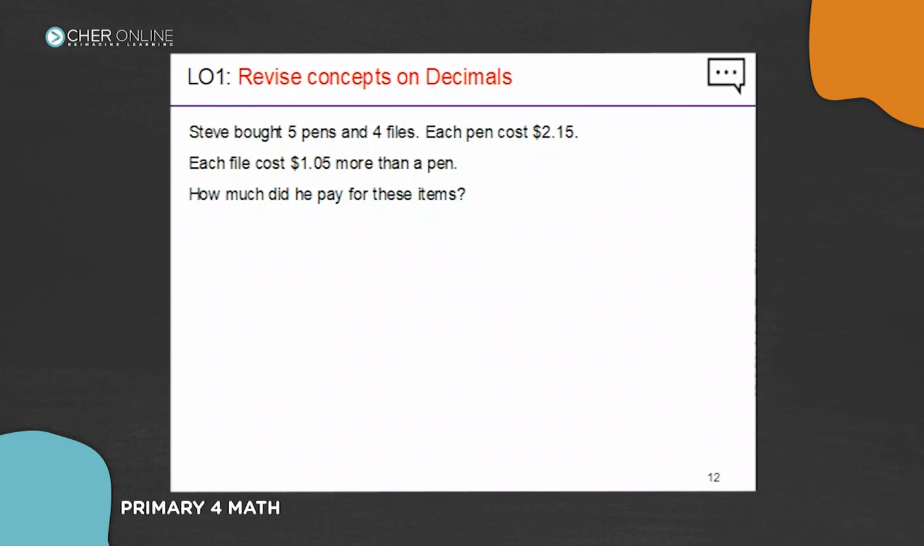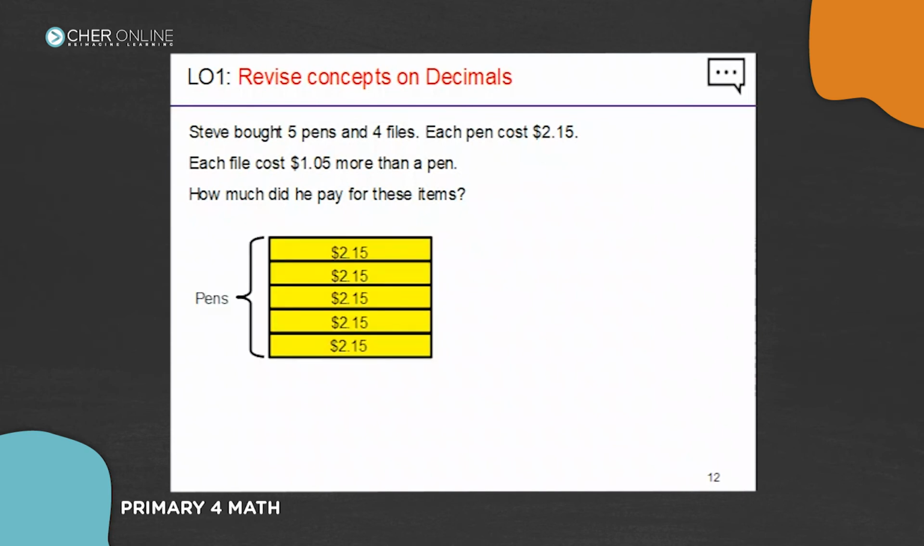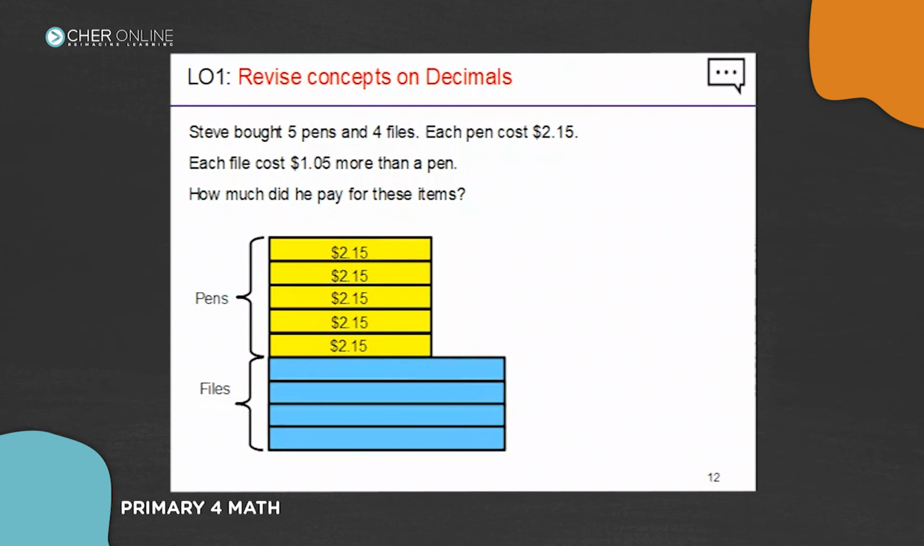Okay? Steve bought 5 pens and 4 files. Each pen cost $2.15. This is called a stacking method. We can draw a model using the stacking method. And then files, we have 4 files. Files is $1.05 more. Okay? So it's $1.05 more. So this is how we look like, how we solve. How much did he pay for all this item?